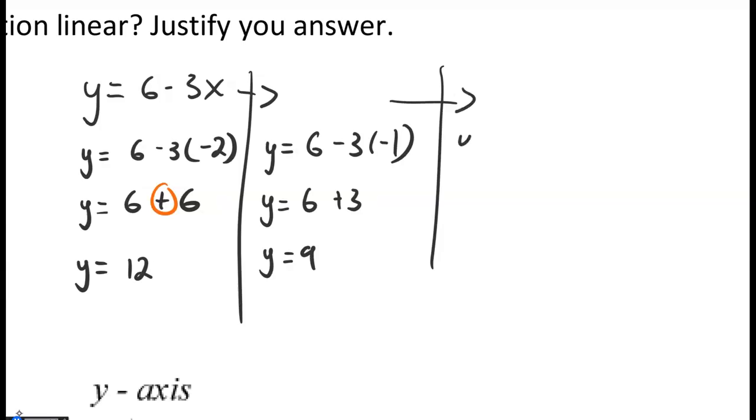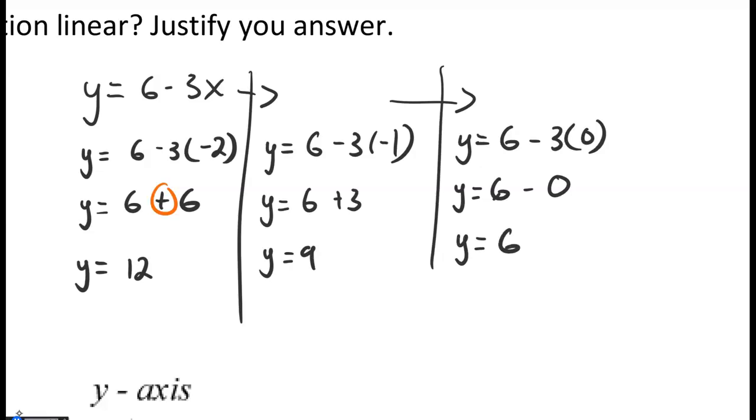Same equation. Y equals 6 subtract 3 multiplied by 0. Y equals 6 subtract 0. Y equals 6.